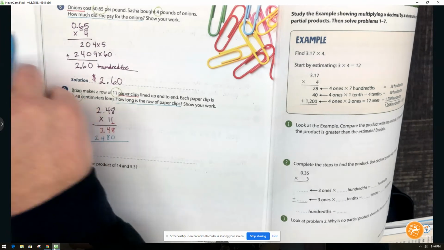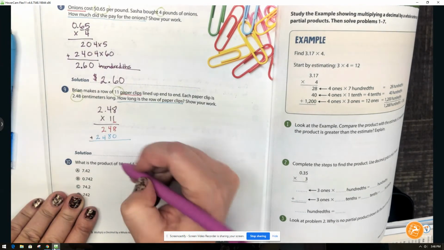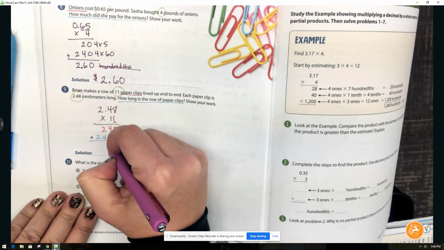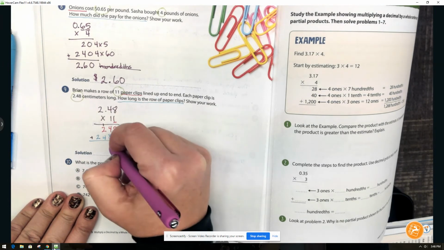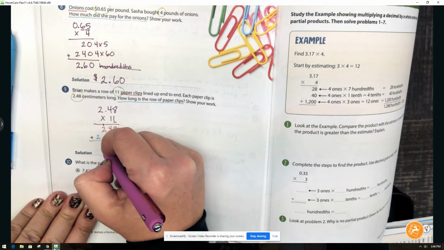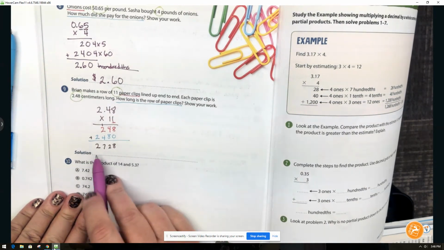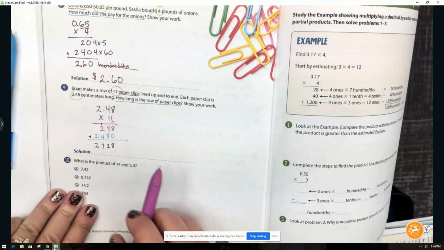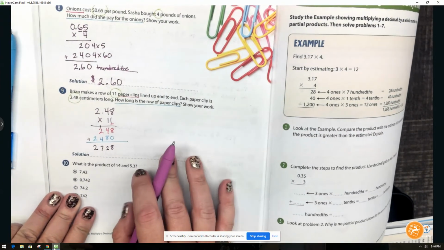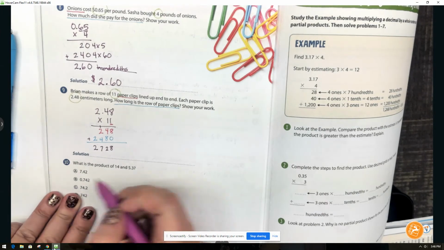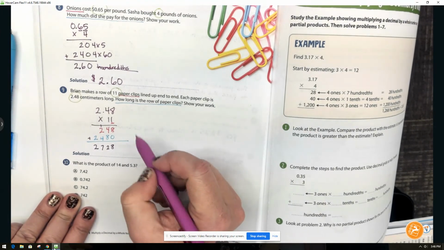Okay. Finally, I'm going to add that all together. 8, 2, carry my 1, 6 plus 1 is 7, and then 2. So my answer is 2,728. Is it? No. Don't forget to put your decimal back. We've got to put that decimal back in.